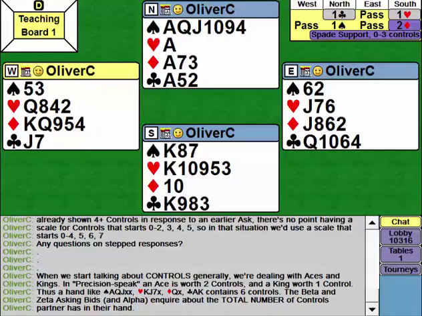So if you hear reference to asking bids like beta and zeta, that's the sort of question they're asking: how many controls you have in your hand.